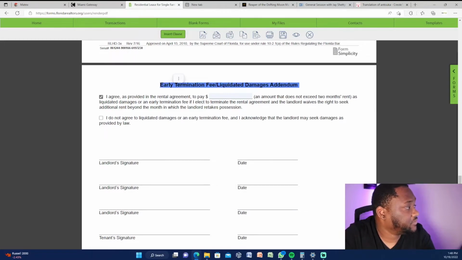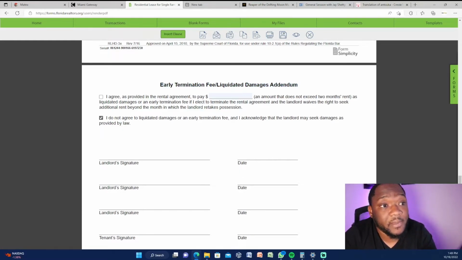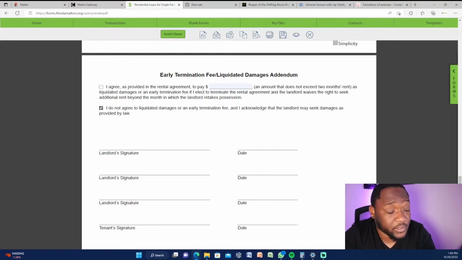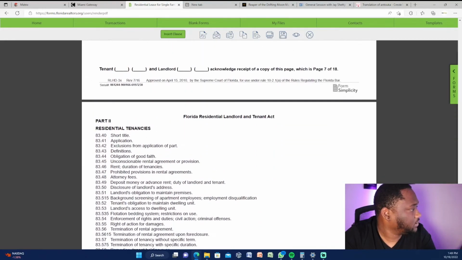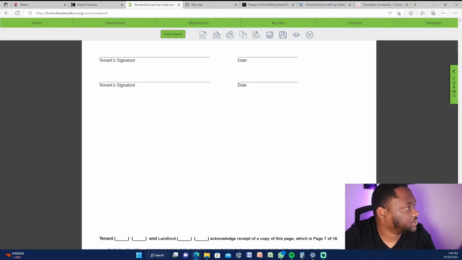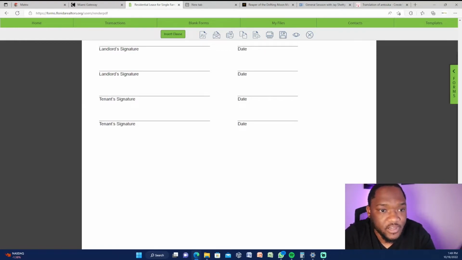The early termination fee, usually you check out the first one, just tells you that the landlord is entitled to keep 2 months of rent if you terminate early, except if you are a service member. Basically says that the tenant agrees to pay 2 months rent to terminate early, or they can choose not to pay that and be subject to lawsuits or damages sought by the landlord. And after this, once you complete all of that, you've pretty much finished with the contract.